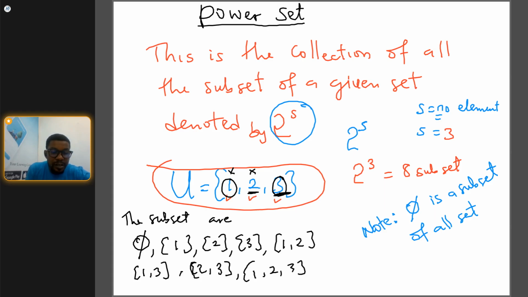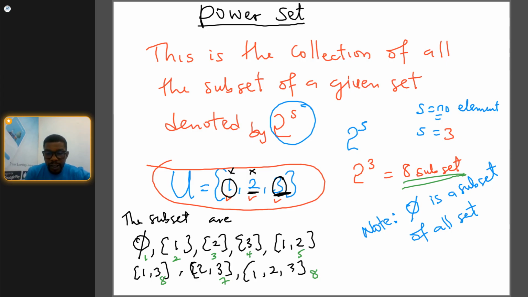If you count all this, it's going to amount to 8, because we said we are going to get 8 subsets. 1, 2, 3, 4, 5, 6, 7, then 8. So you can see we have 8 subsets, as we defined it using the formula. So I believe this power set is clear to us. Can we move on to the next one?